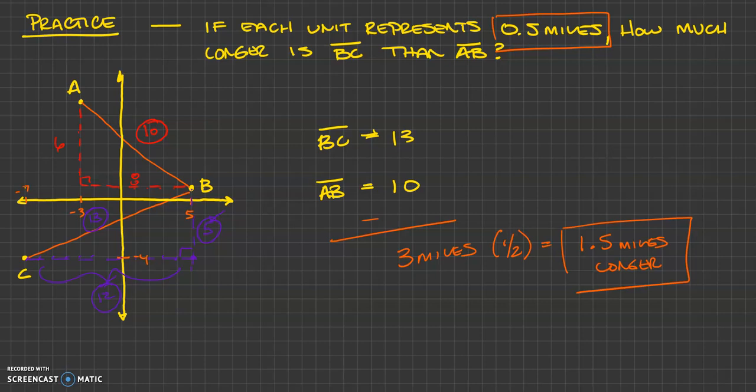You could also instead do this, multiply each of these by 1/2. That's going to be 6.5. That would be 5.0, but look at that. When you subtract, you still get 1.5 miles longer.